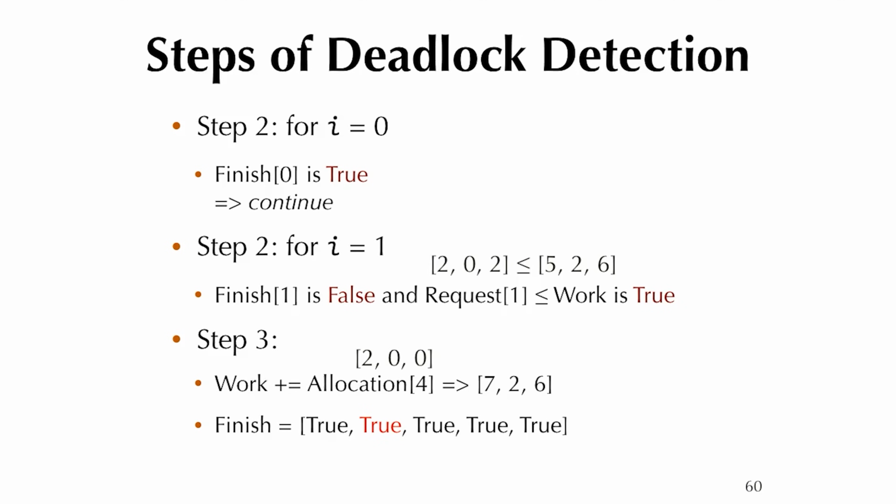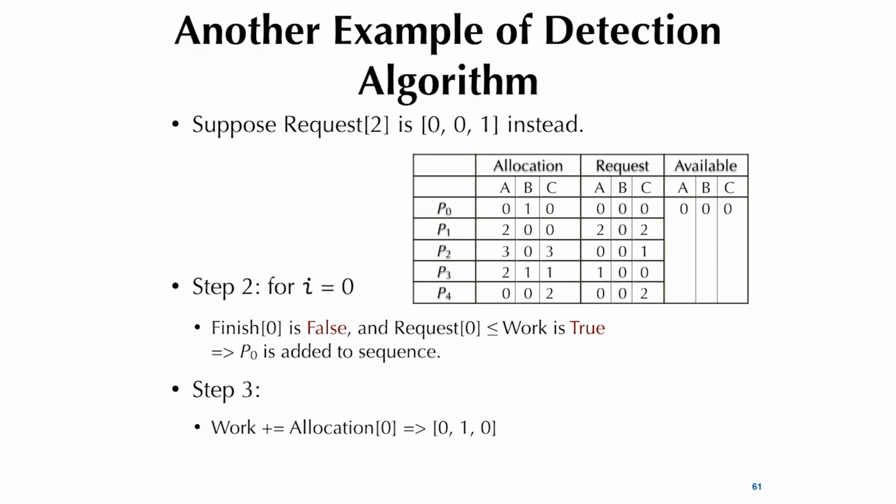And then finally, we come back to I equals 0, skip it, I equal to 1. Now, can this request be fulfilled? Yes, it can. So now we fulfill the request for P sub 1. And then because all of them are true, we're done. No deadlock. Okay?